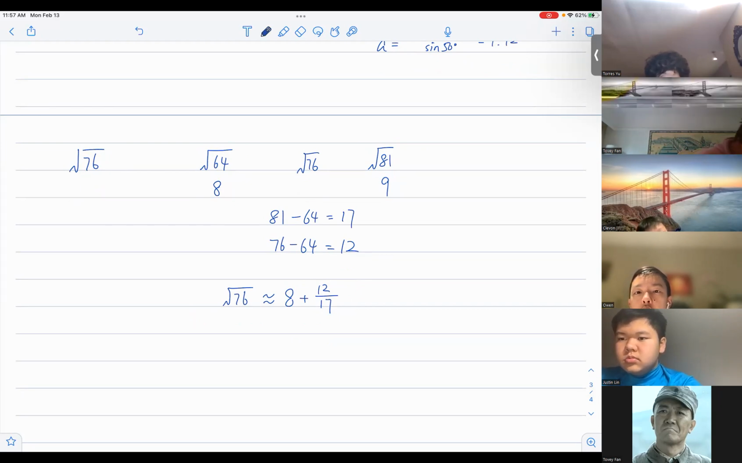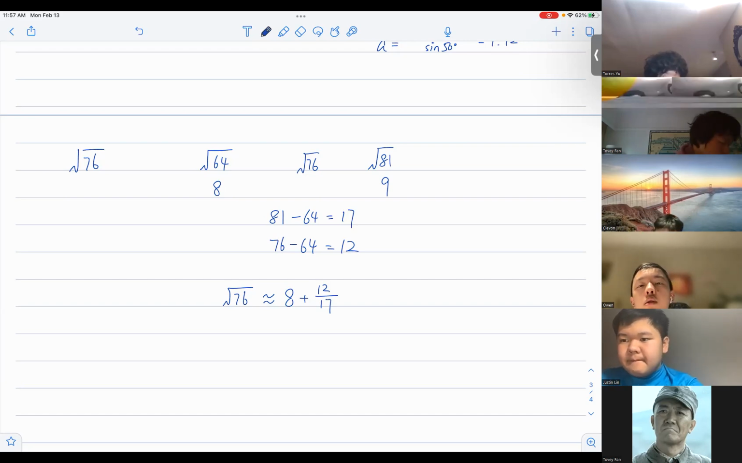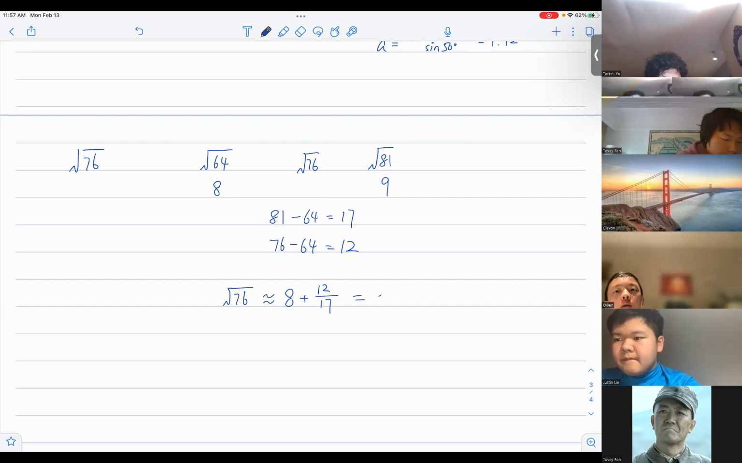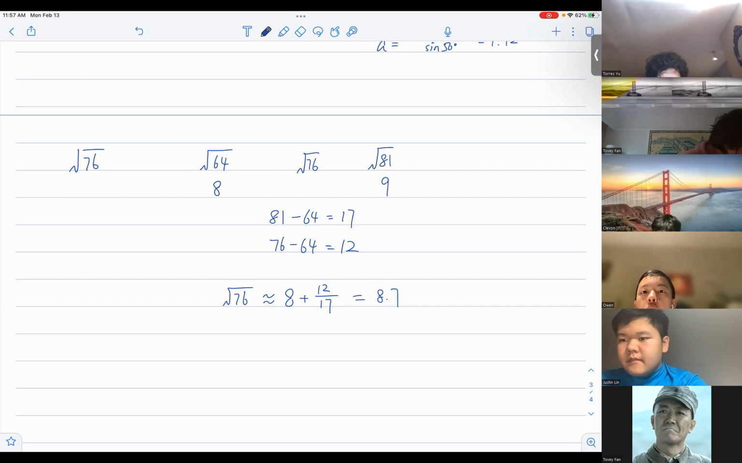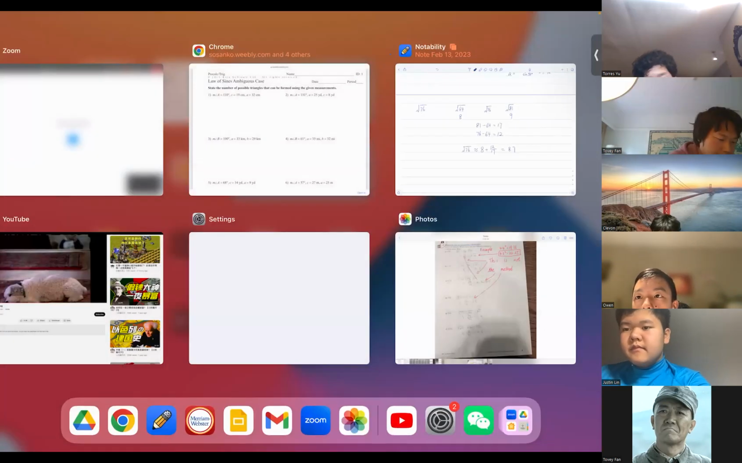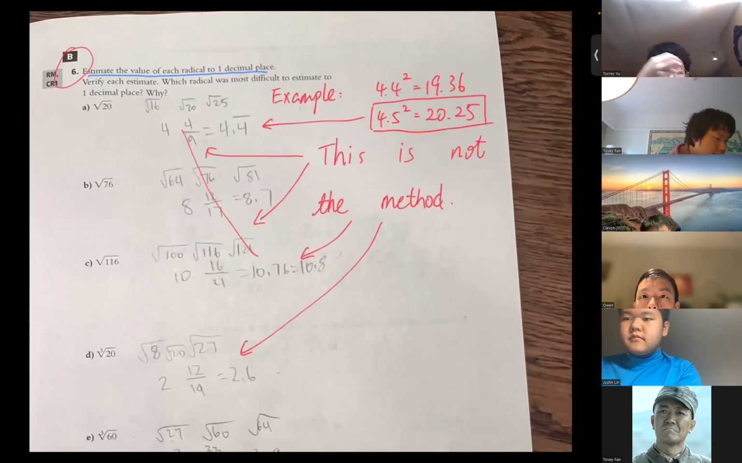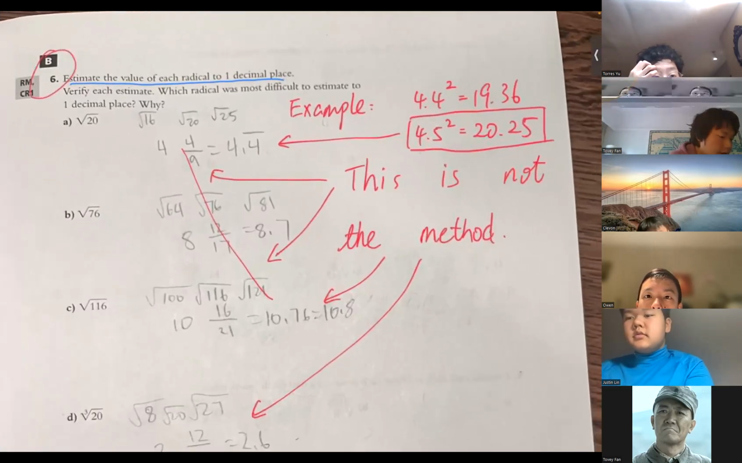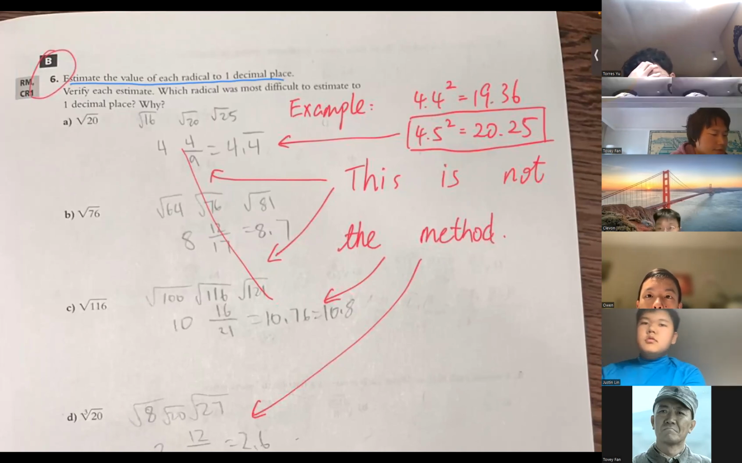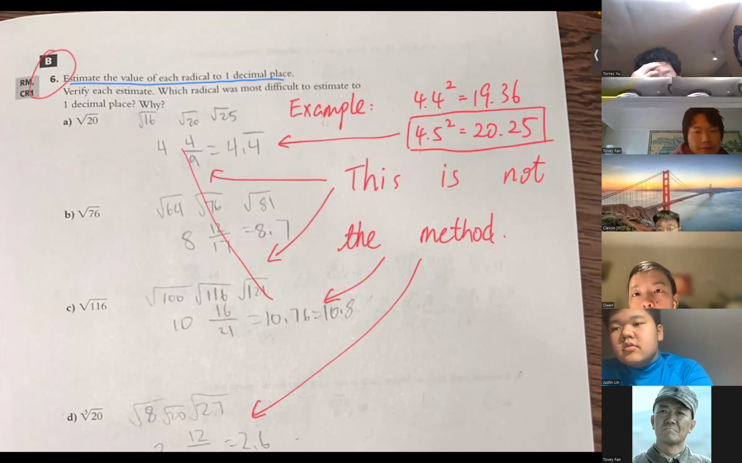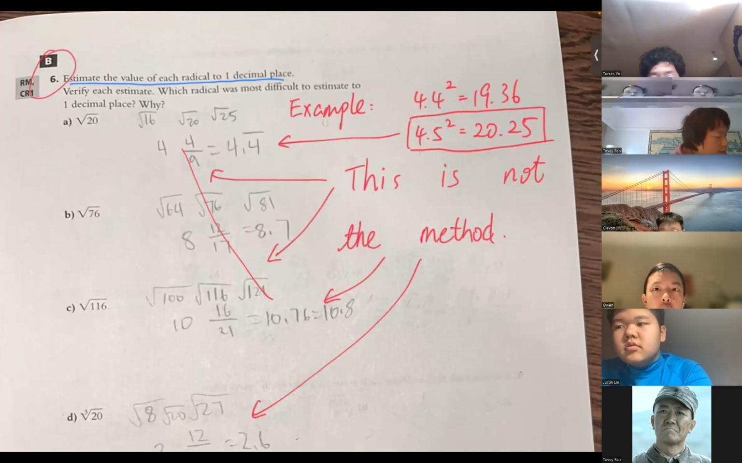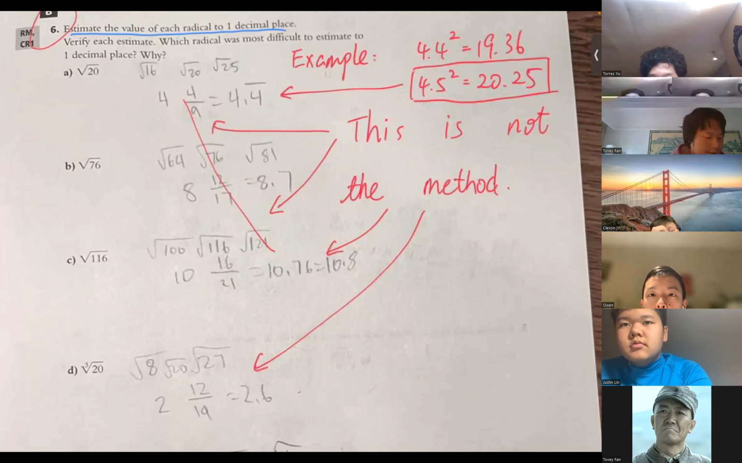For example, here, let me try. Root 76 is 8 plus 12 over 17. Okay, this time it actually gives you the correct answer, 8.7. But it doesn't give you the correct answer each time. So for example, let me try the first one, root 20. Using our method, root 20 is 4.4-something, right? So that means you're going to estimate it to be 4.4. But the calculator gives 4.47, meaning that it should be 4.5 rather than 4.4. Okay, 4.5 is a more accurate estimate.